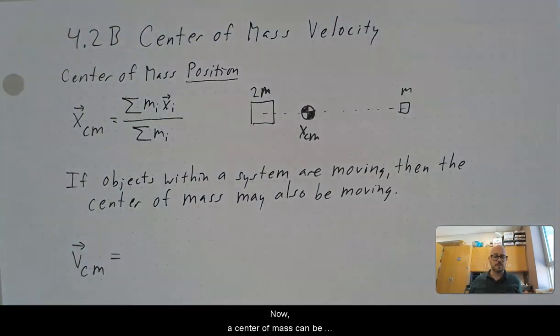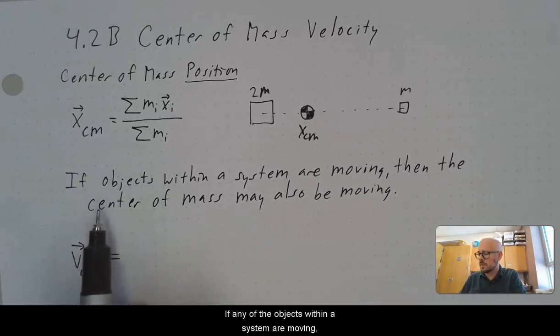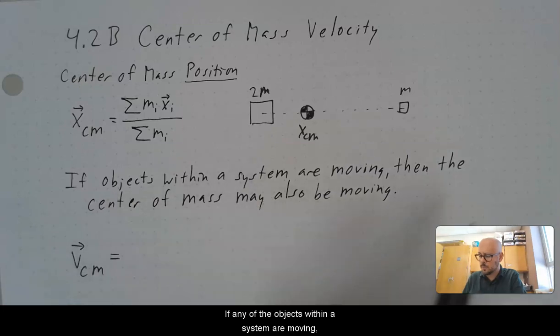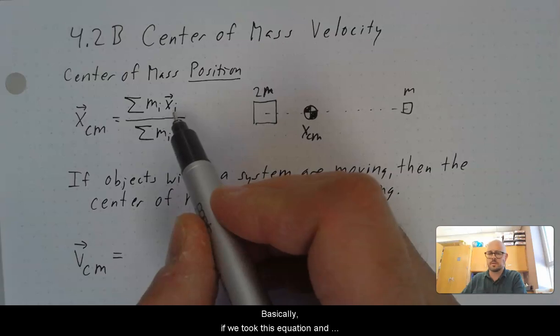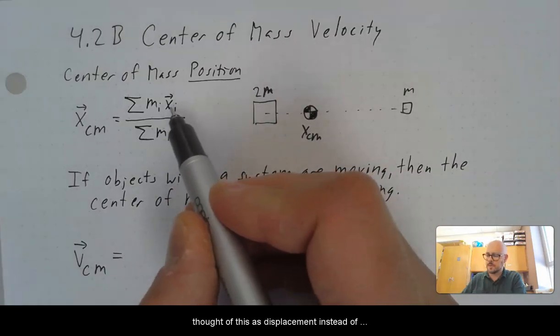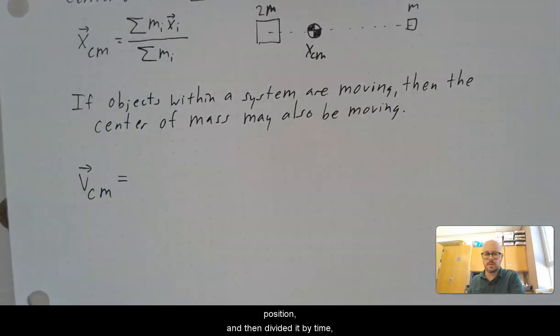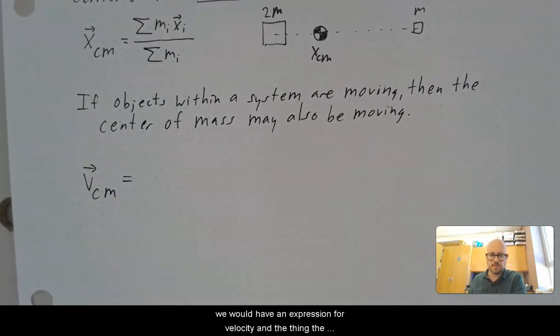Now, a center of mass can be moving as long as one of the objects in the system is moving. So the center of mass describes an object or a system. If any of the objects within a system are moving, then the center of mass might also be moving. Basically, if we took this equation and thought of this as displacement instead of position, and then divided it by time, we would have an expression for velocity.